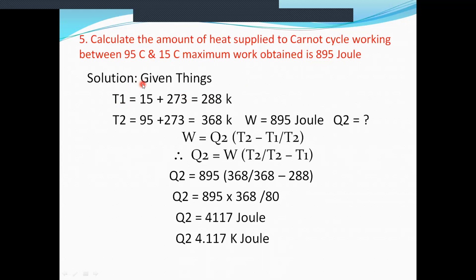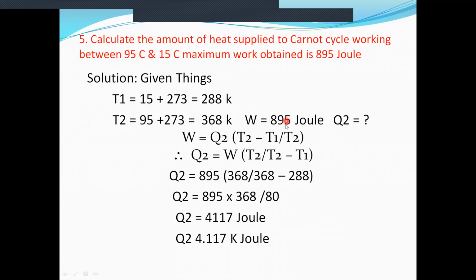So we see what is given in the problem. T1 is given, this 15 lower temperature, that is 15 degree centigrade. It is in degree centigrade, convert to degree Kelvin, that is 15 plus 273, that is 288 degree Kelvin. Now T2 is given, 95 degree centigrade plus 273, so it is 368 degree Kelvin. So T1 is 288, T2 368. Now W is given, maximum work obtained is 895 joule. So W is equal to 895 joule, and we have to calculate Q2.